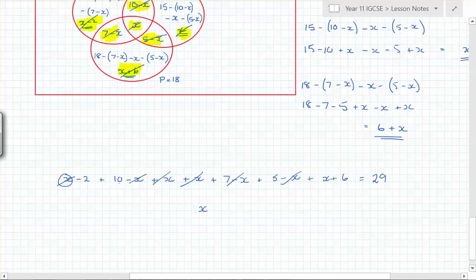Minus 2 plus 10 is 8. Plus 7 is 15, plus 5 is 20, plus 6 is 26. So x plus 26 equals 29, and therefore x equals 3.